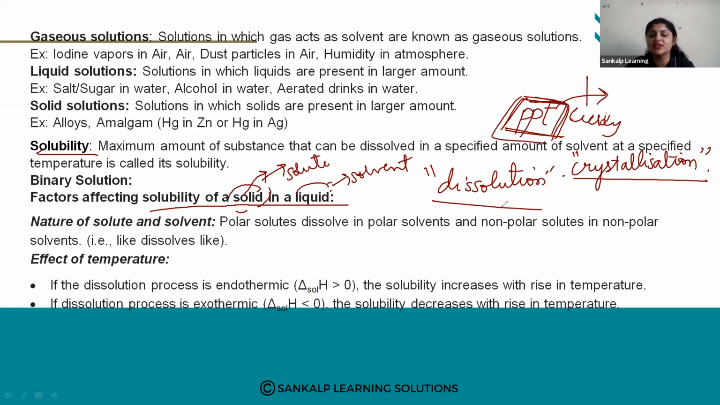After crystallization, what happens? If you leave it for some time after the precipitate is formed in the solution, the concentration of solute will increase. Whatever solute you have added, its concentration will increase. A stage will be reached where dissolution and crystallization occur at the same rate.